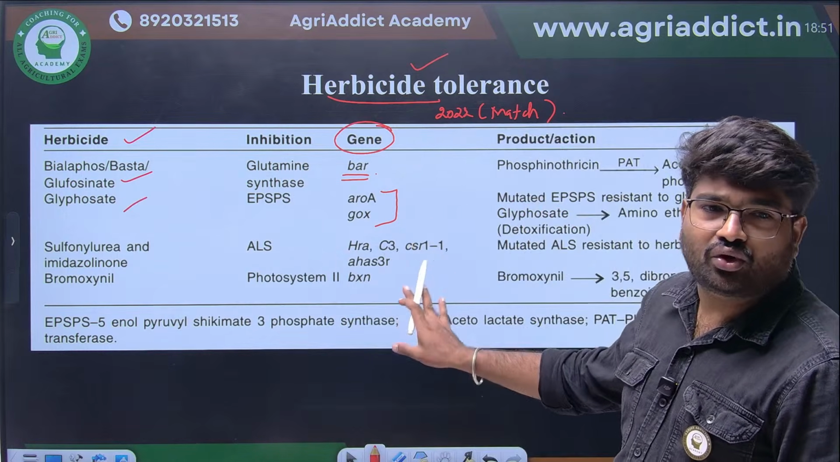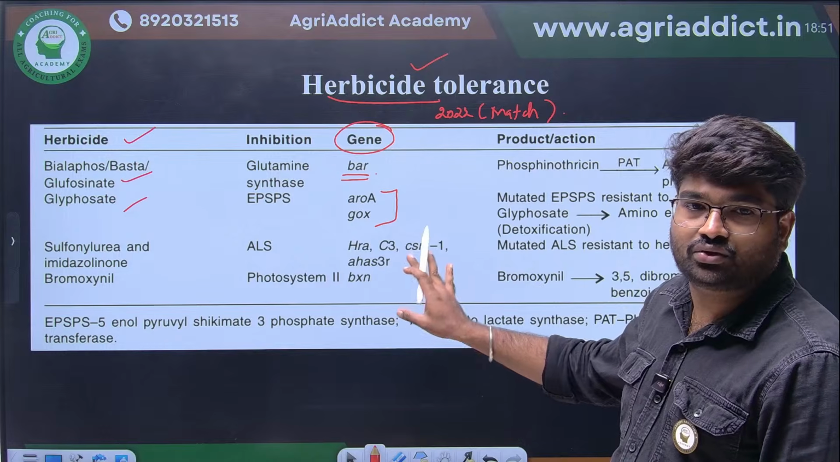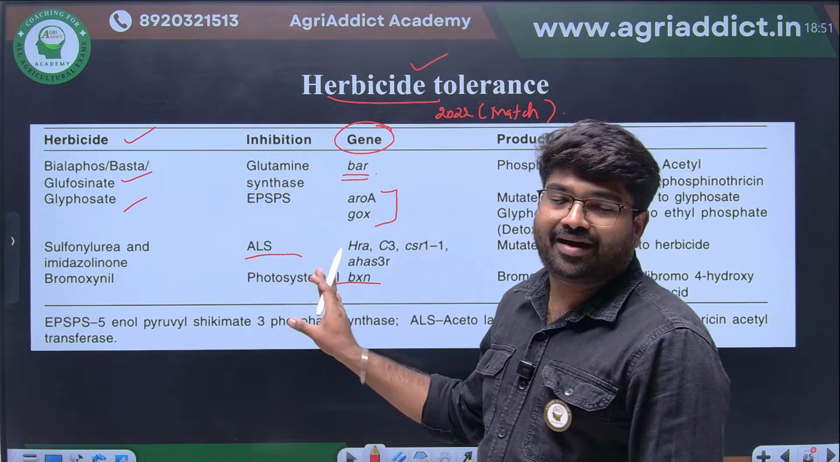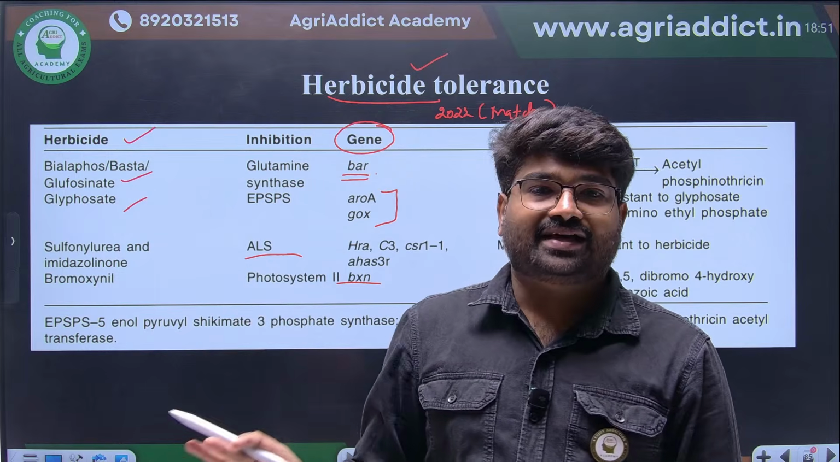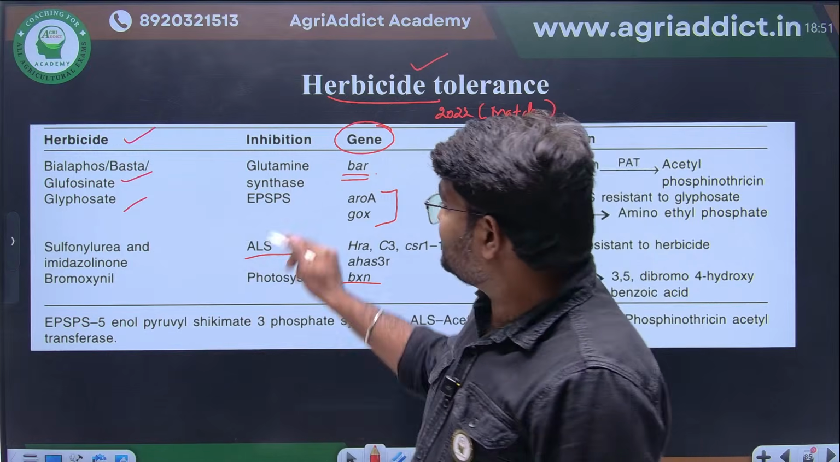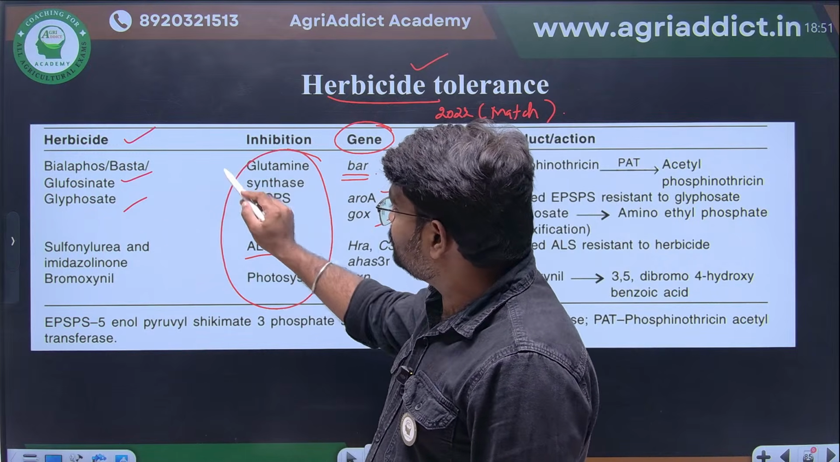Just go through this once. This is a very important slide. ALS, bromoxynil. What is the key herbicide resistance gene? What is the target herbicide, and which enzyme does it inhibit? This also you go through once.